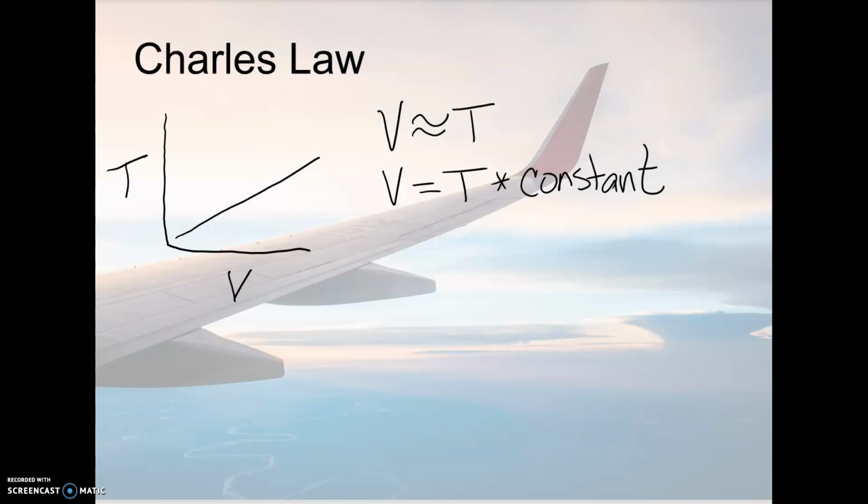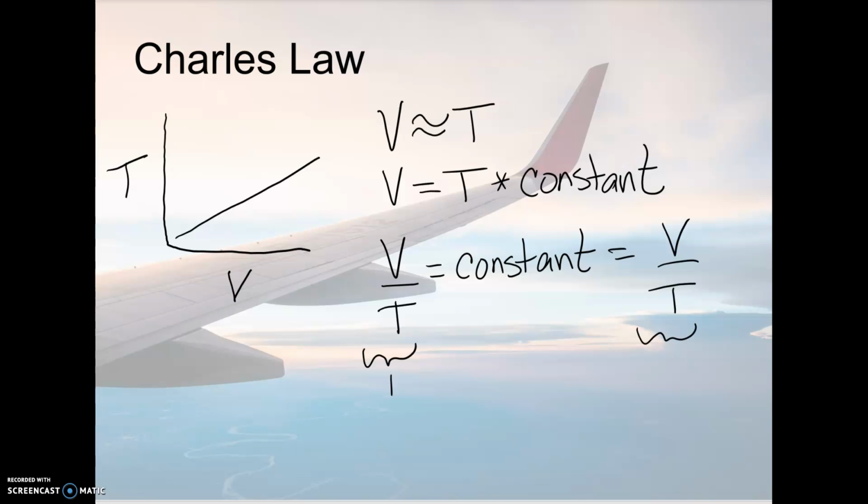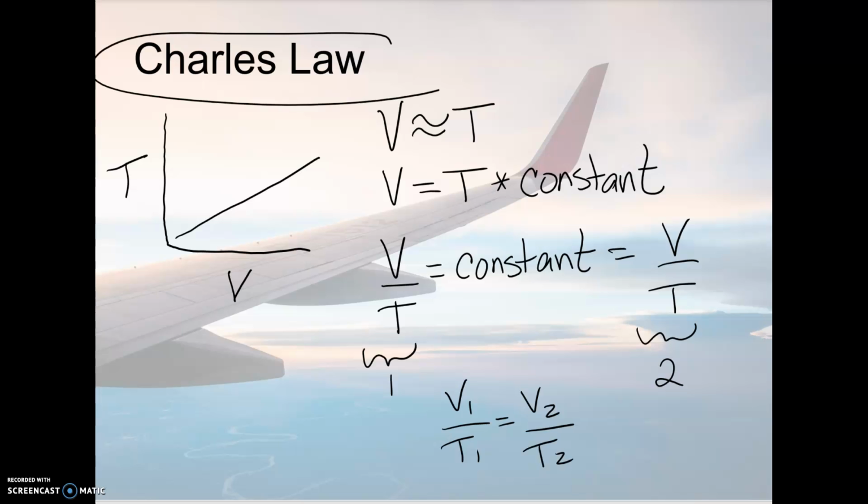So I could divide both sides by T, and I have V over T equals the constant. And just like before, if I have 2 sets of conditions with constant pressure and a constant amount, they're going to both equal that constant. So this is where we can say that V1 over T1 is equal to V2 over T2. They're both equal to that constant, whatever that happens to be. That's Charles' law.